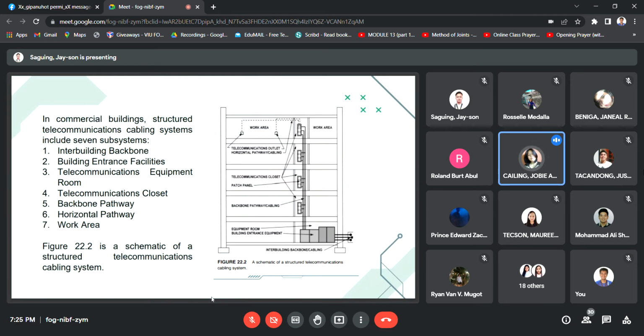So in commercial buildings, a structured telecommunications cabling system includes the 7 subsystems: the interbuilding backbone, building entrance facilities, telecommunications equipment room, telecommunications closet, backbone pathway, horizontal pathway, and work area. So figure 22.2 is a schematic of a structured telecommunications cabling system. So that is how a structured telecommunication system looks like, kung asa present dira ang mga labels sa 7 subsystems, and these 7 subsystems will be discussed thoroughly by my groupmates for the next part of this report.